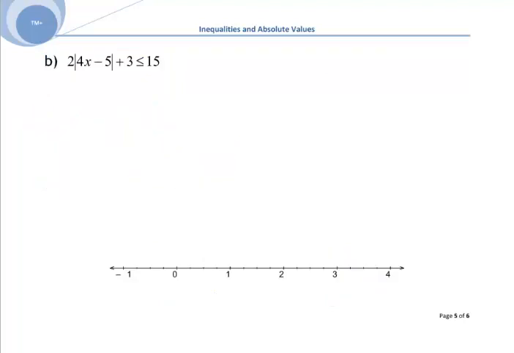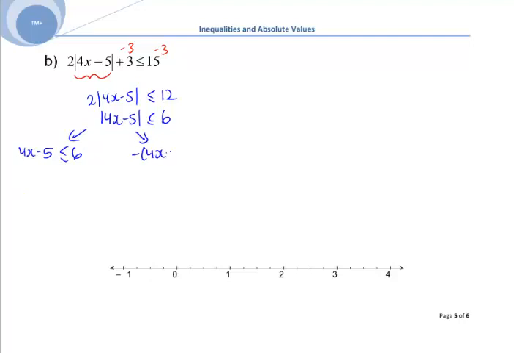Next, we need to isolate the absolute value, so take 3 from both sides. So 2 absolute value 4x minus 5 is less than or equal to 12. Divide both sides by 2. I get the absolute value of 4x minus 5 is less than or equal to 6. Now I split them. Okay, so I have the positive, 4x minus 5 is less than or equal to 6. I have the negative, negative of 4x minus 5 is less than or equal to 6.